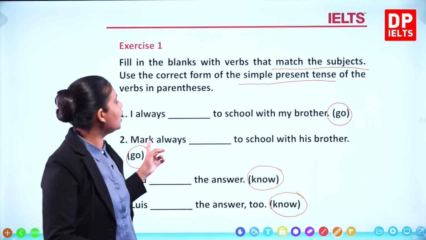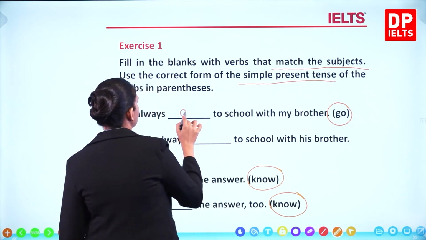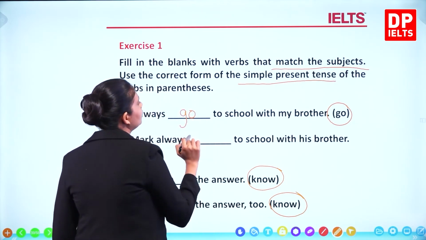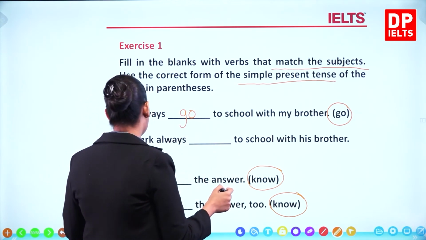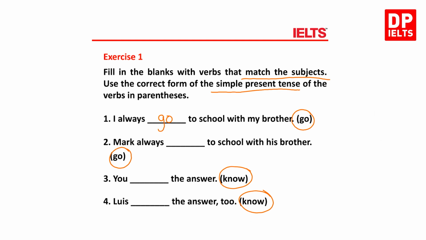Right? I always go to school with my brother. I acts like a plural. I always go to school with my brother. I என்ற subject or pronoun, it acts as a plural word, right? So அதனால நாங்க ஒரு plural verb தான் இதுல யூஸ் பண்ண வேணும். So go என்ற verb நாங்க இங்க யூஸ் பண்ண போறோம்.